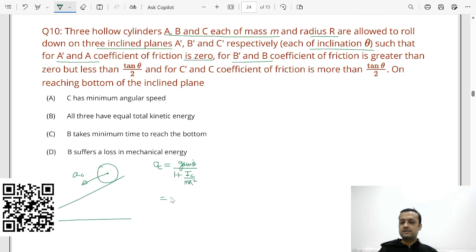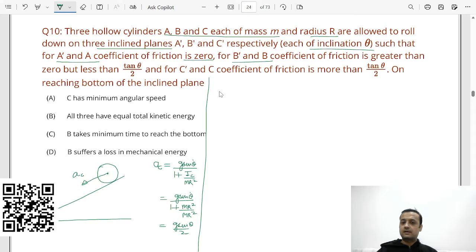Very standard formula this is. So basically, what is the moment of inertia of the hollow cylinder about the center of mass? That is mr square itself. And if you divide this by mr square, this becomes g sine theta upon 2. All right, now what does this mean?